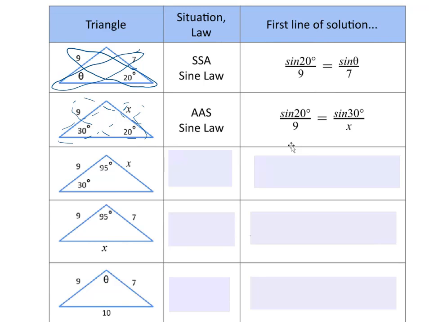Now you're going to see something very similar in the next one. We're given two angles and a side, but we're not given this angle here. If you're not given that angle, you can actually find your third angle, because in triangles, all the angles add up to 180 degrees. That means that 180 minus 30 minus 95 is going to give you your last angle.